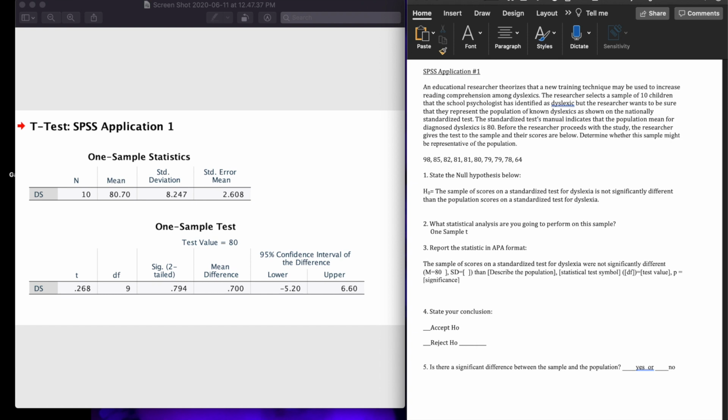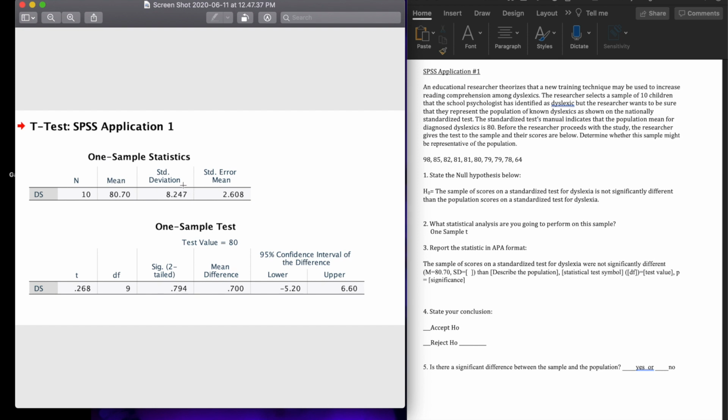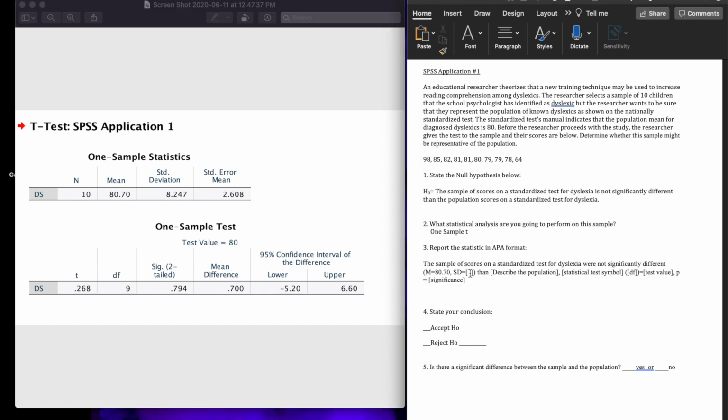So 80.70 is my mean. And then my standard deviation I'm going to get from my output, and it is 8.247, so I'm going to round that to 8.25. Remember, remove brackets, keep parentheses for correct APA formatting. We need that mean and standard deviation in those parentheses. Okay, so far we have: the sample of scores on a standardized test for dyslexia were not significantly different. Mean 80.7, standard deviation equals 8.25.